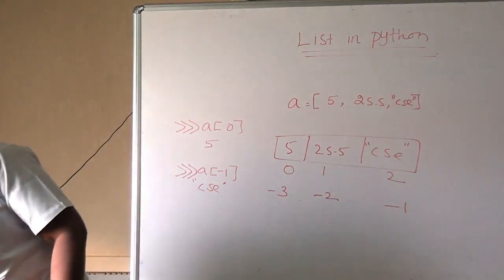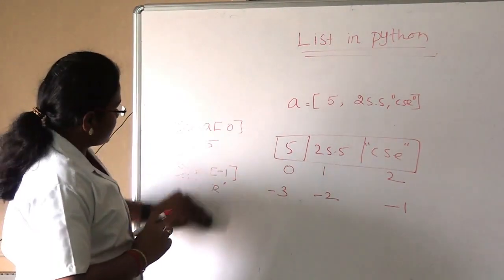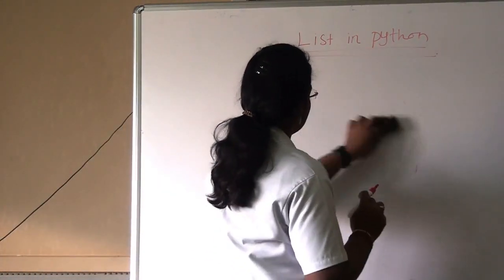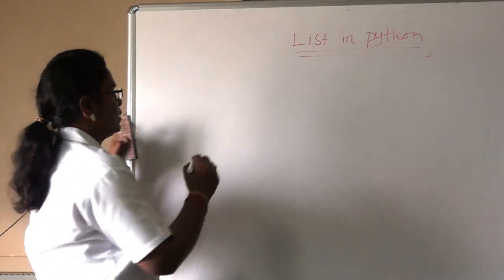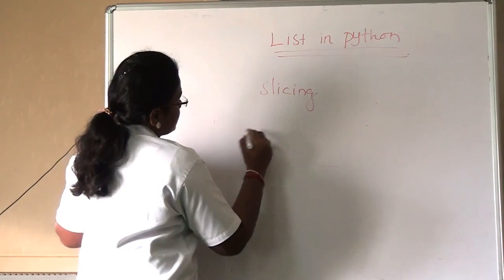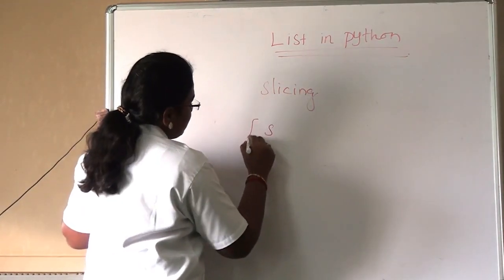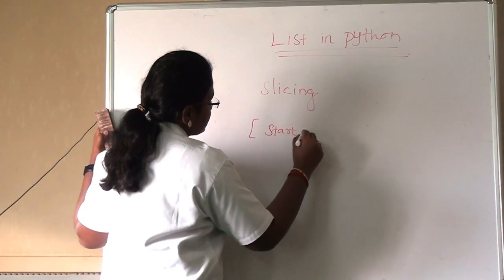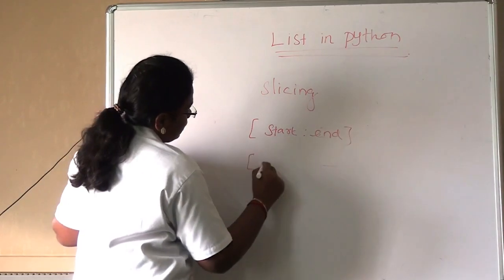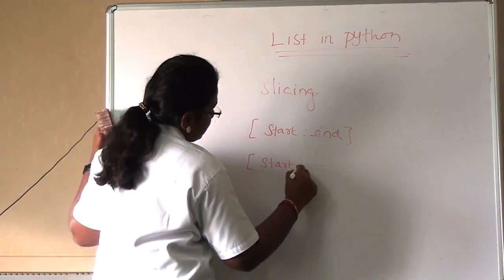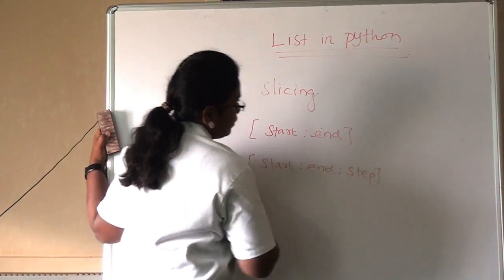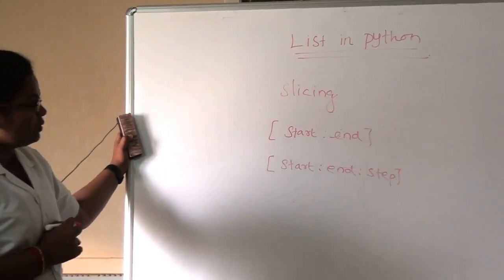Now, how can you access a group of elements in the list? By using the slicing operator. The syntax of slicing is, within the square brackets, starting index and ending index, or starting index, ending index and step count. So these two are the syntaxes of slicing.